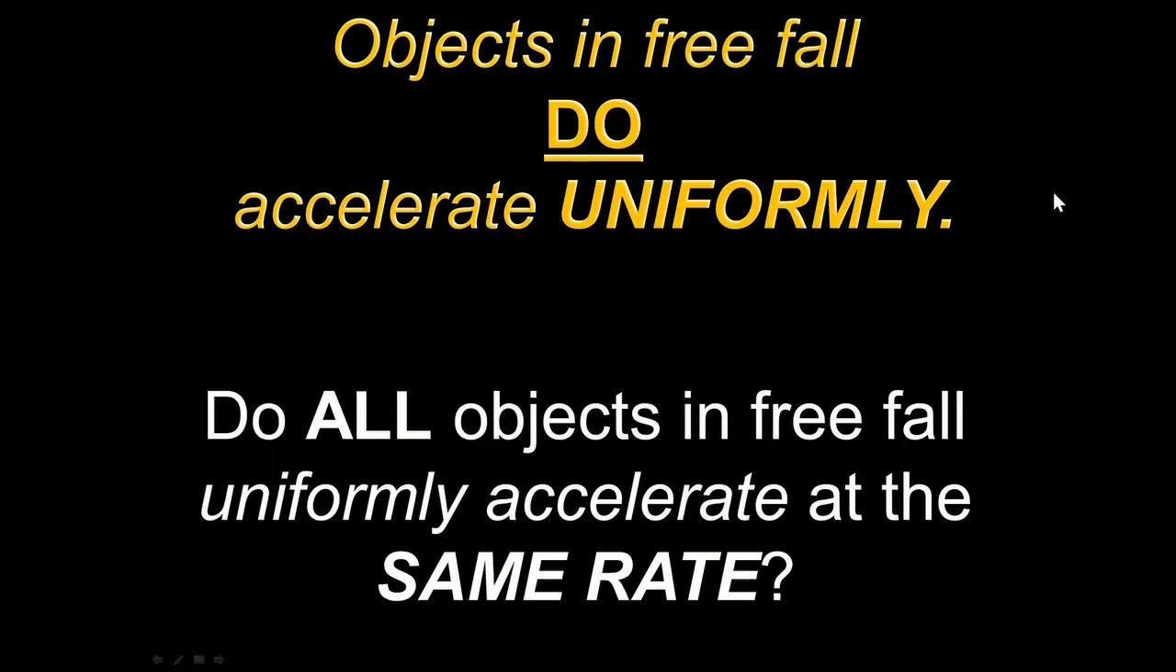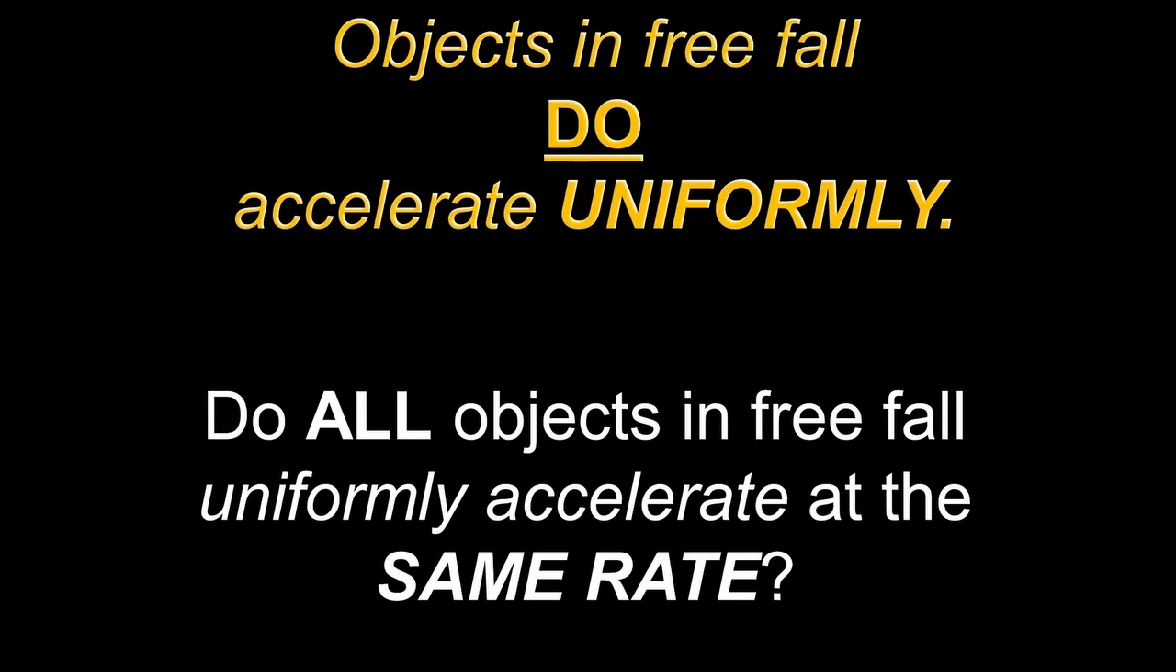So it looks like objects in free fall do accelerate uniformly. And again, I'm saying that they're in free fall because they're not traveling fast enough to have an appreciable amount of air resistance to appreciably change the acceleration. So they do accelerate uniformly. Then the question is, do all objects in free fall accelerate uniformly at the same rate? Now you might know the answer to this already, but we have to understand why.